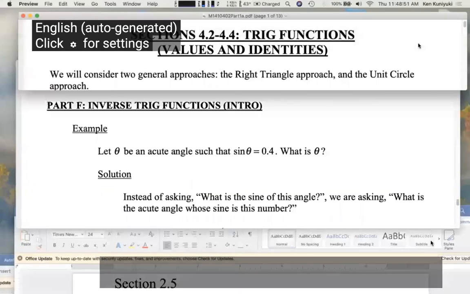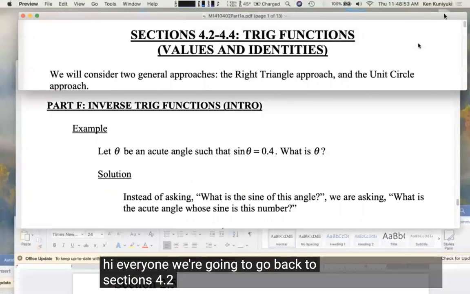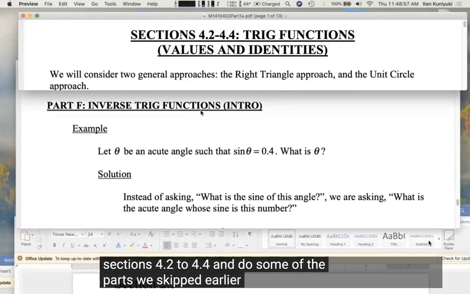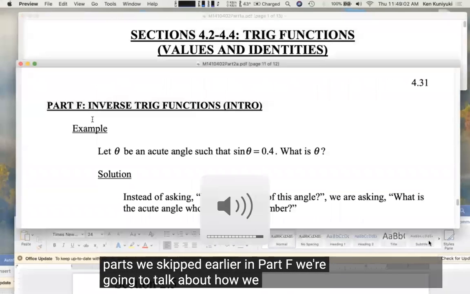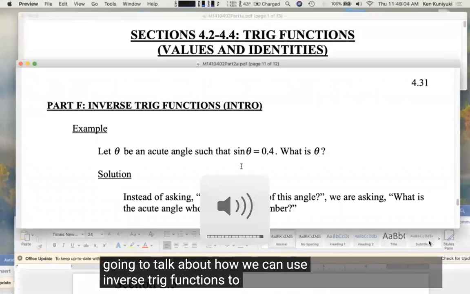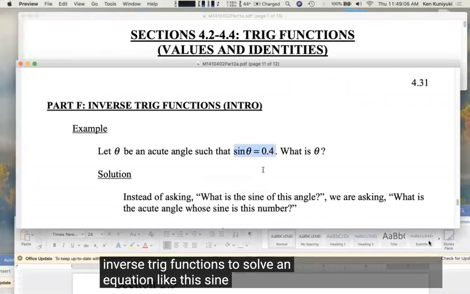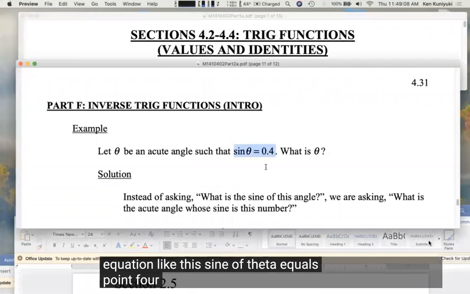Hi, everyone. We're going to go back to sections 4.2 to 4.4 and do some of the parts we skipped earlier. In part F, we're going to talk about how we can use inverse trig functions to solve an equation like this: sine of theta equals 0.4.